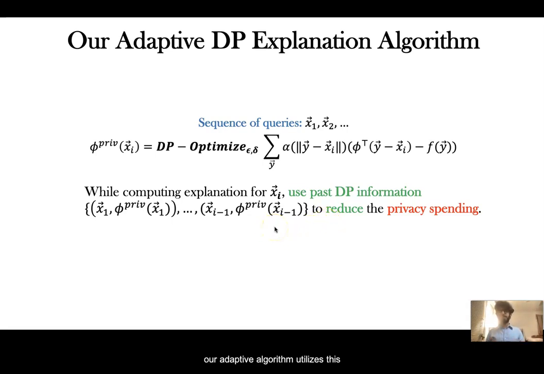Our adaptive algorithm utilizes this observation in many different ways and provides a framework to answer multiple queries over time with very little privacy leakage as we answer more and more queries. We will demonstrate the performance of this algorithm in our experimental results.